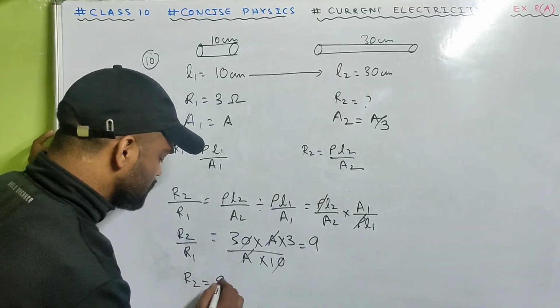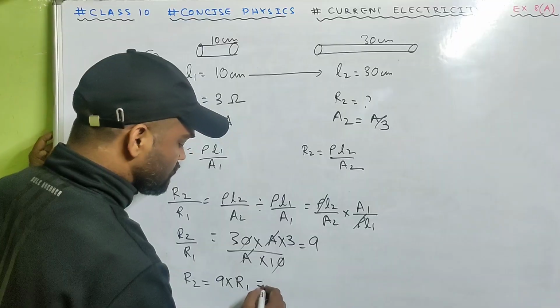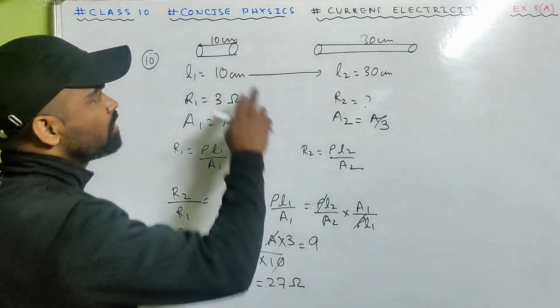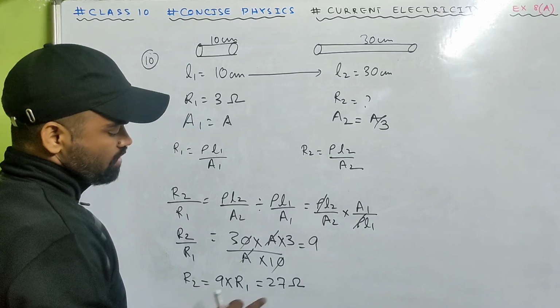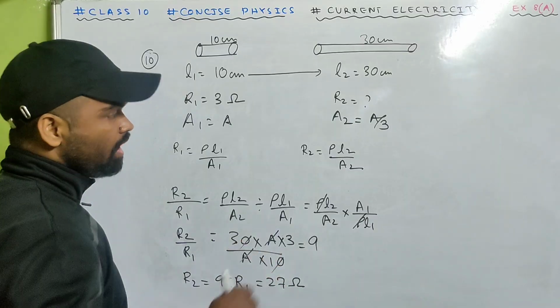Which means R2 is 9 into R1. R1 is how much? 3. So 9 3s are 27 ohm. So when you increase the length 3 times, the resistance increases 9 times. 3 9s are 27. Done.